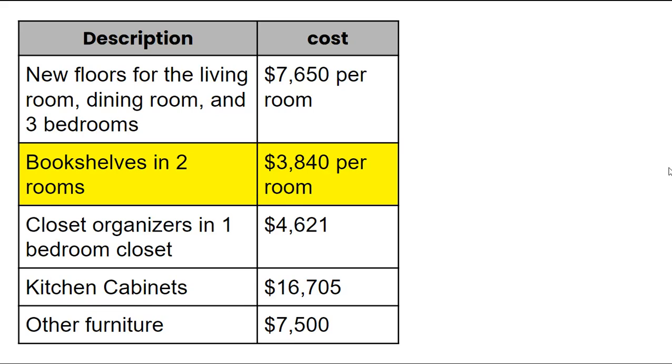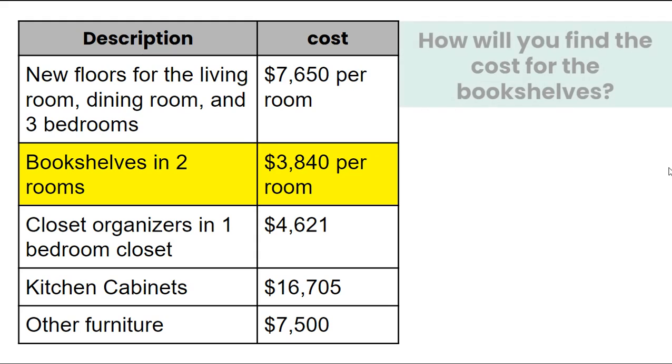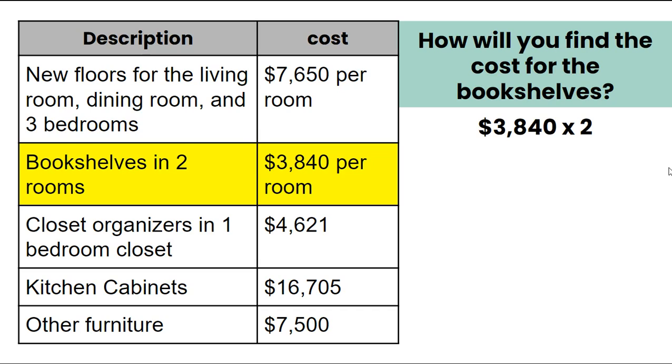So let's look at that table again. Here we see that for bookshelves, it will cost $3,840 per room. The family wants bookshelves in 2 rooms. So how will you find the cost for the bookshelves? Well, you might multiply $3,840 times 2, or maybe you thought to add these two numbers together.